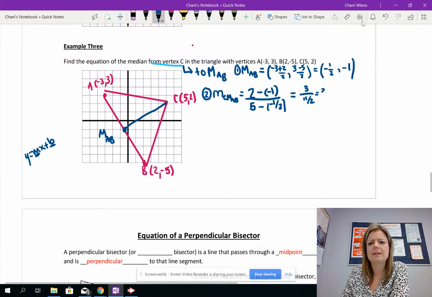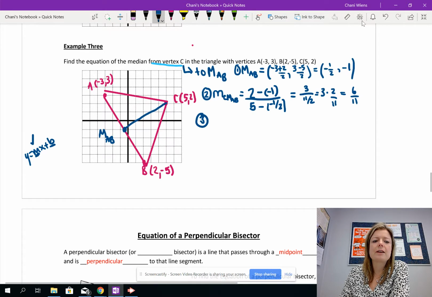Okay, so this is the same as 3 times 2/11, right? You just flip and multiply, so you get 6/11. So the slope of our line, we have that now, is 6/11. I know it's not a pretty slope, but I didn't promise all slopes would be pretty, but that is correct. Now we need to find our y-intercept.